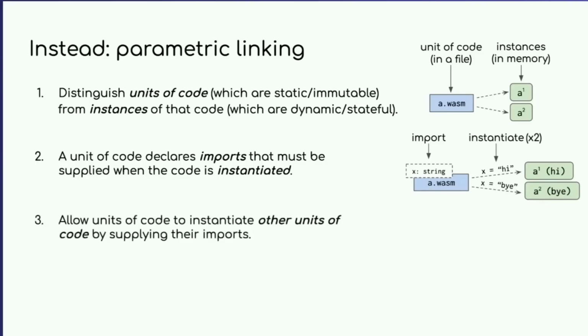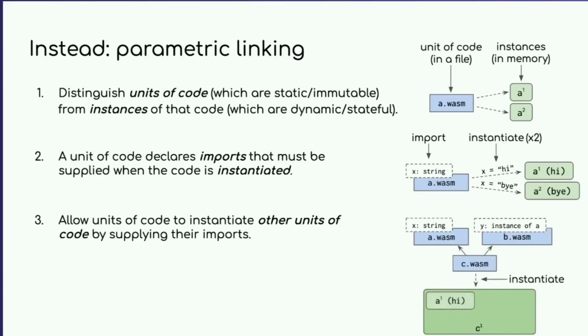And then lastly, we allow units of code to instantiate other units of code by supplying their imports. So I've got my a.wasm, and I can have a b.wasm that imports an instance of A. And then C has the flexibility, if it wants, to say when you instantiate a C, first make one instance of A and an instance of B linked to that, and a second instance of A and a second instance of B linked to that.